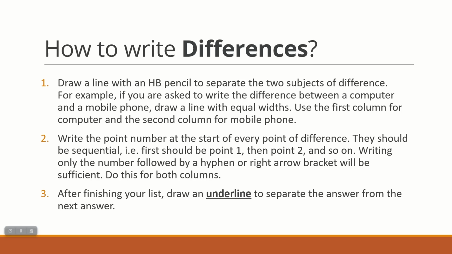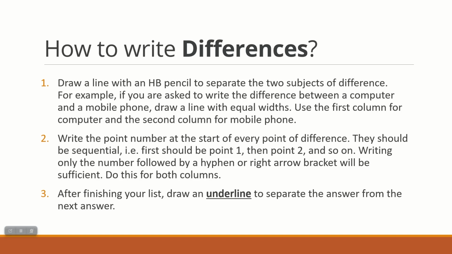Here I have also given an example for a real world scenario. If you are asked to write the difference between a computer and a mobile phone, then you have to draw a line separating them, and it will make two equal columns. That means the columns will be of equal width. Then use the first column for computer and the second column for mobile phone, and then continue with your differences. If there is a third topic, then you draw three columns, which means you have to draw two lines with an HB pencil to make three equal columns.